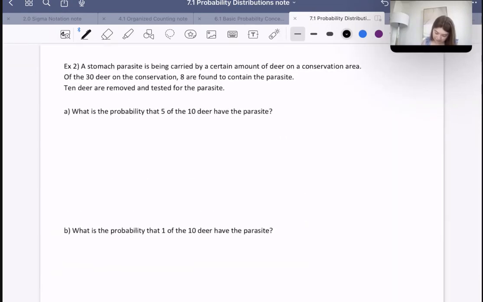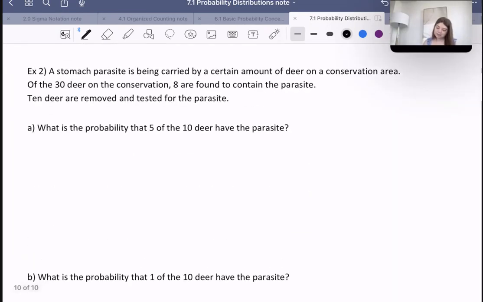It's about deer, looks like. It says, a stomach parasite is being carried by a certain amount of deer on a conservation area. Of the 30 deer on the conservation area, 8 are found to contain the parasite. 10 deer are removed and tested for the parasite. What is the probability that 5 of the 10 deer have the parasite?